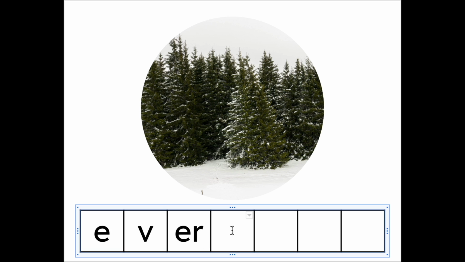Evergreen. What's the next sound we hear? G. Good. And we're going to spell it with a G. The next sound we hear is a blend with the G making the gr sound. So we use the letter R. The next sound we hear, evergreen, that's the long E sound. We already know that's going to be spelled with 2 E's. And our last sound we hear, N, is spelled with the letter N. Great job. Let's look at our next word.